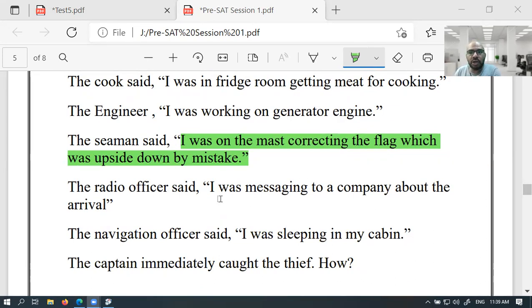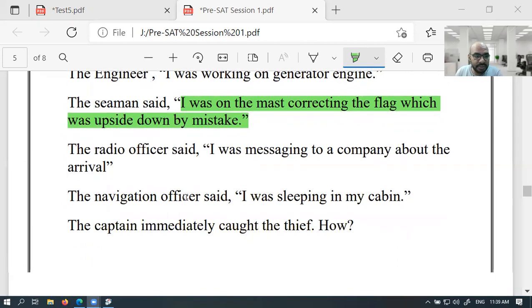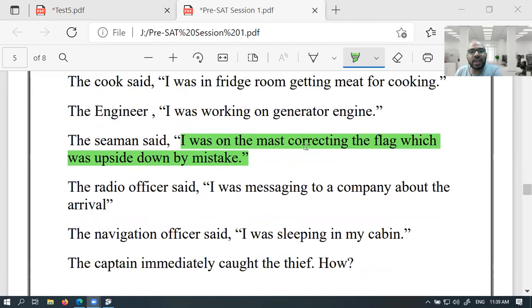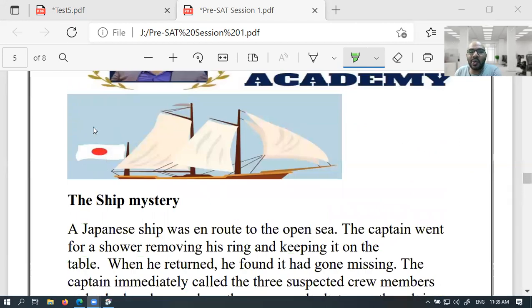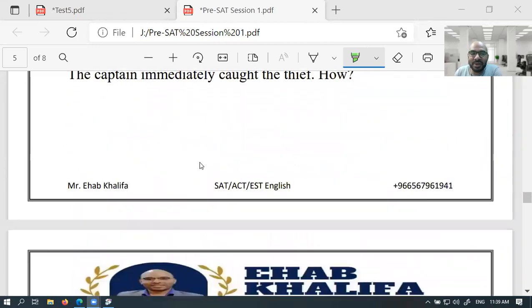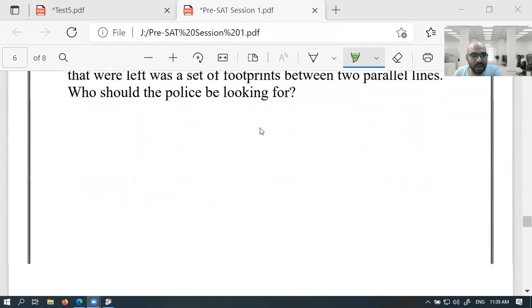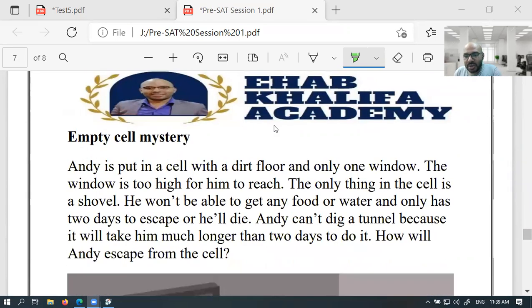So you got it wrong just because you don't know this piece of information. They have a signals system at sea, so they can send messages through sending signals and so on. Anyway, this is the case. I was on the mast correcting the flag. How will you correct this flag? In all cases, this is correct. See? Upside down. Okay. I will pick you something.